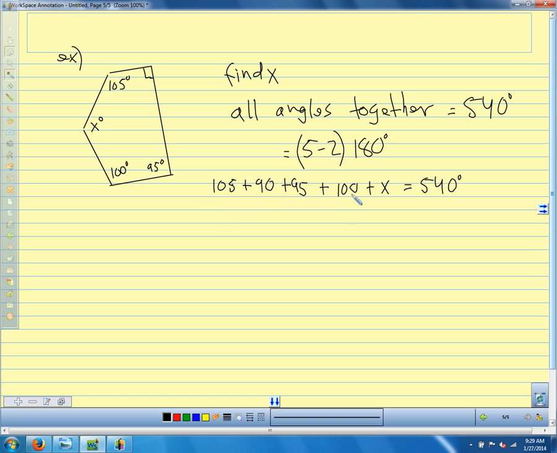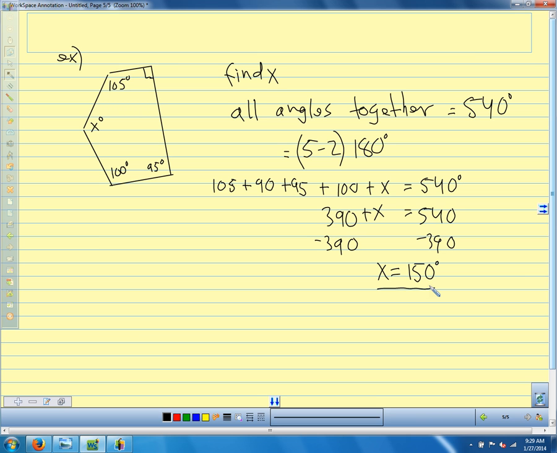So what do these add to? 290? Are we sure? 100 plus 105 plus 90 is already over 290. So what does it come out to? 390. There we go. 390 plus x, just a little arithmetic there. Subtract 390. So this is what Ryan said to do. Find the total, subtract all of them together. So x is 150 degrees. So that's the other kind of problem that you might be asked to do, having to do with polygons.